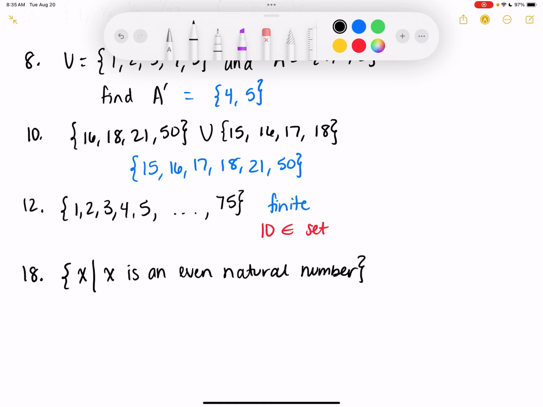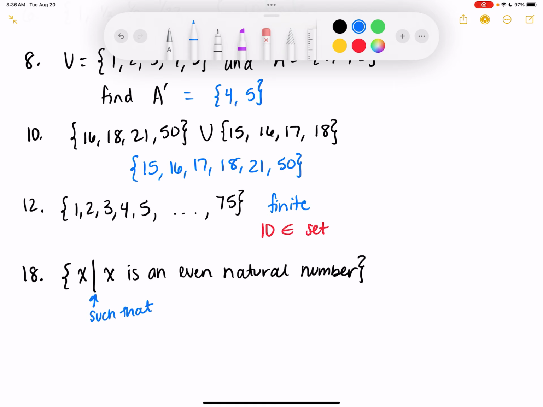So what this means is x such that, so this little bar right here means such that. So x such that x is an even natural number. Essentially that's saying this is the set of all even natural numbers. So what are the natural numbers? Yep. All counting numbers, not negative, and not 0. 0 is not a counting number. So this is even natural numbers.